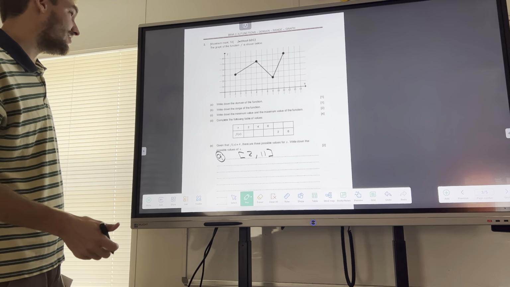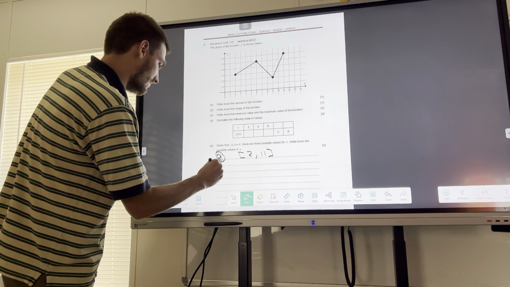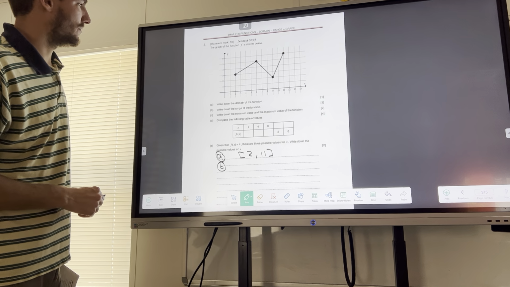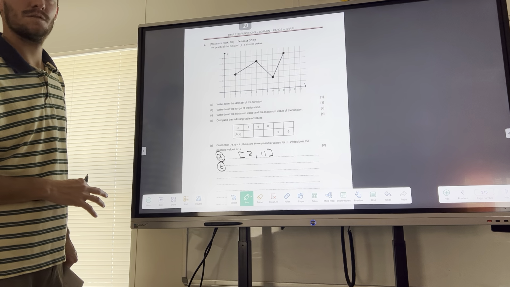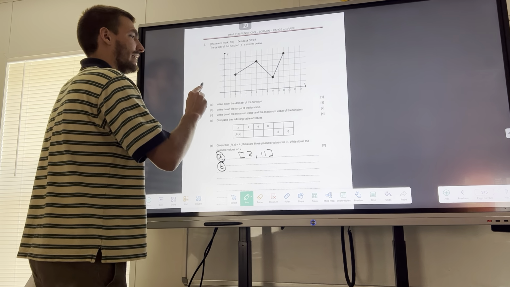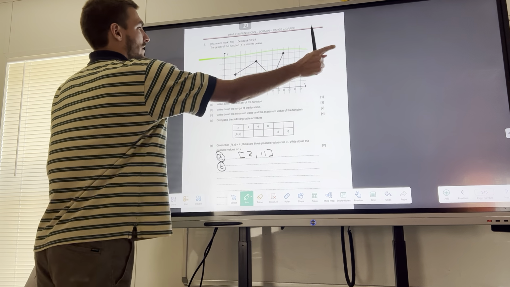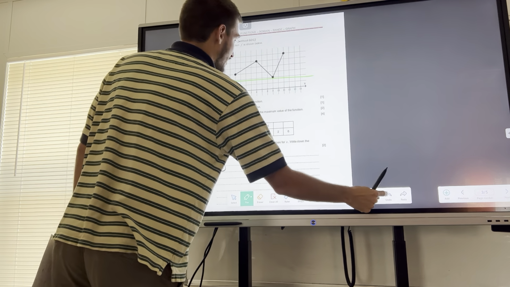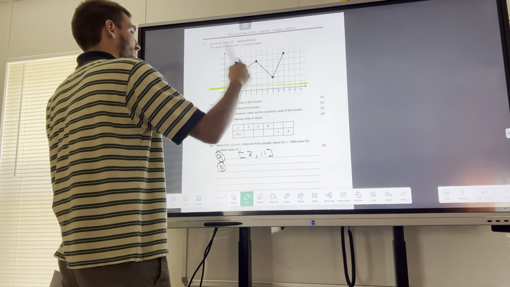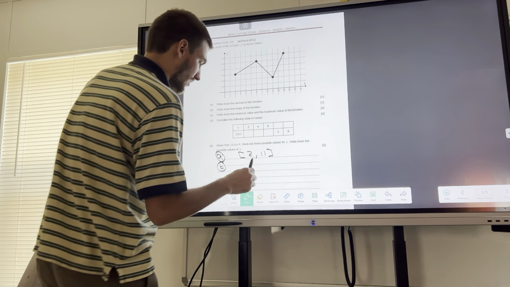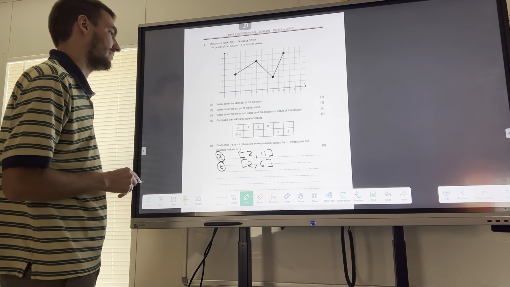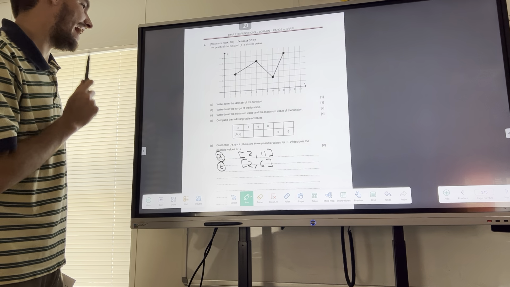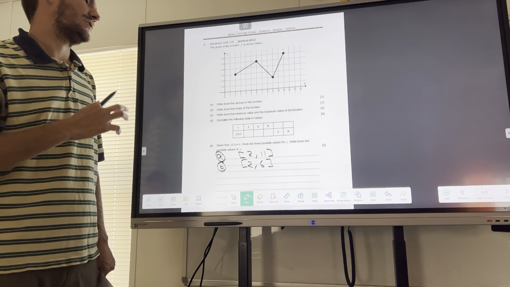Write down the range of the function. What do you think? 2, 6, right? Again, now we're looking at the y value, so it's 2 and it's 6. That's where our function exists. Does it exist at 1? No. Does it exist at 7? No. So we're going with 2, 6. Brackets, brackets.